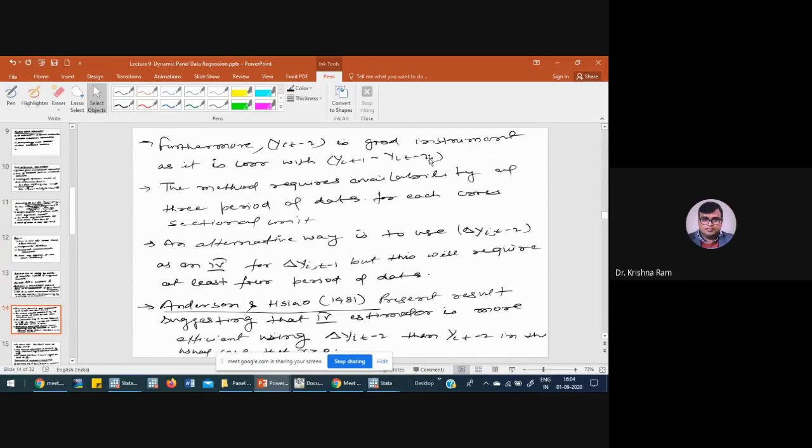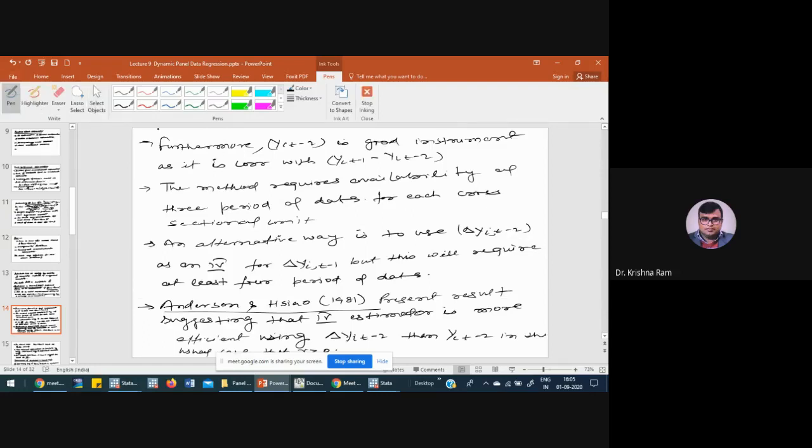But when you take a 2 period lag, 2 observations are already dropped. So in a 3 period case, we work with only 1 period. In a case with more than 3 periods, we work with more layers of data. Similarly, the alternative way is to use the changes in the second lag value as an instrument variable, which is delta y it minus 2.